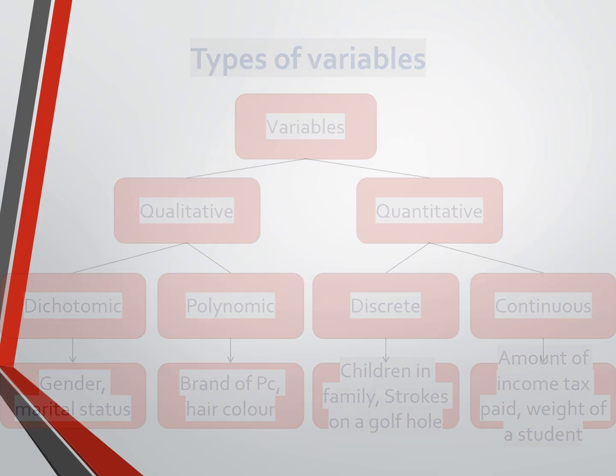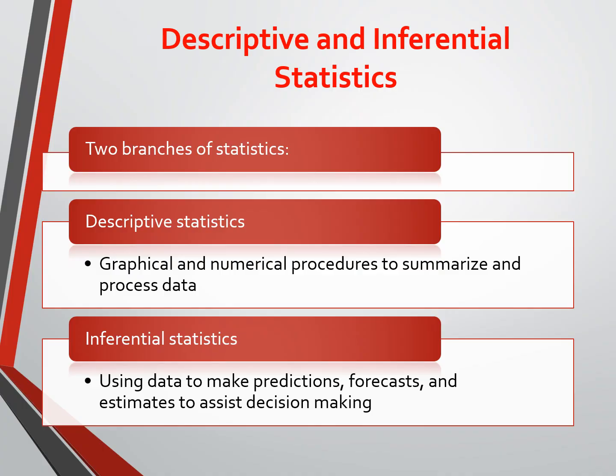Then we say that once we understand that there are variables, we bifurcate the variables into the two terms, qualitative and quantitative. So there are two branches of statistics coming into the picture.